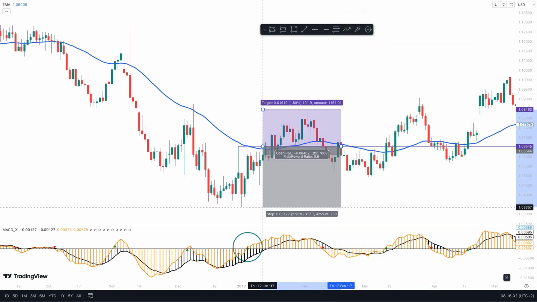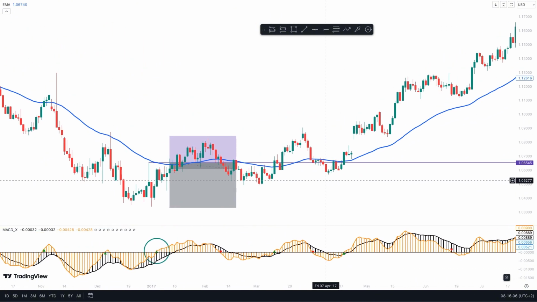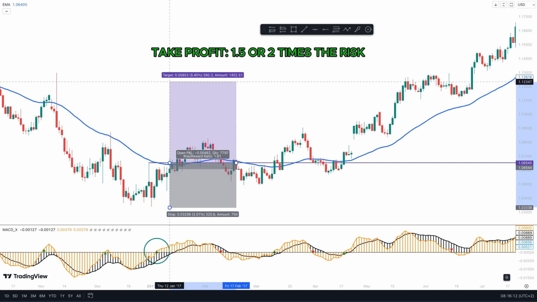For the risk management, we can place a stop-loss order at the previous low. The take-profit order can be placed at 1.5 or 2 times the risk.